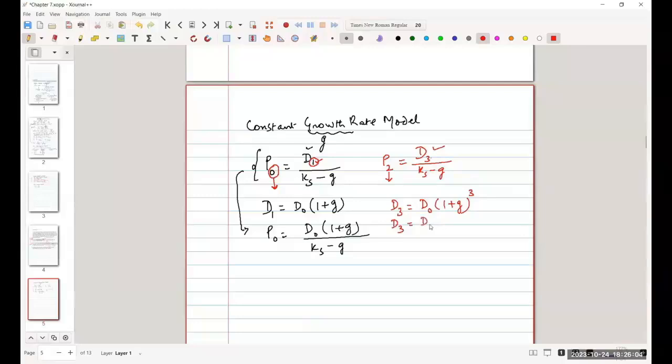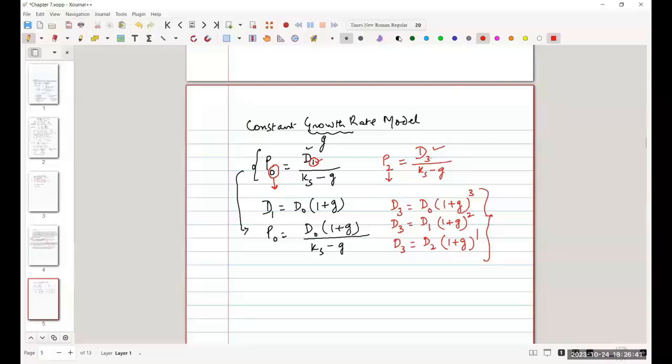Suppose I know what is D1. Then I will see the difference between the time periods. 3 minus 1 is 2. So I will say the growth is happening for 2 periods. I could have also written D3 as this, if the data that I have gives me D2. Then I know the growth is happening for 3 minus 2, only 1 period. So all of them are correct expressions for D3. It depends on what type of data you find yourself with, right?